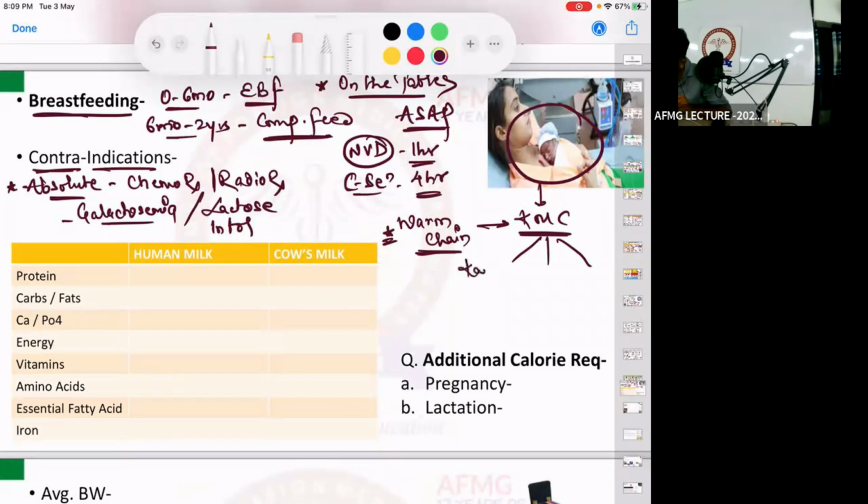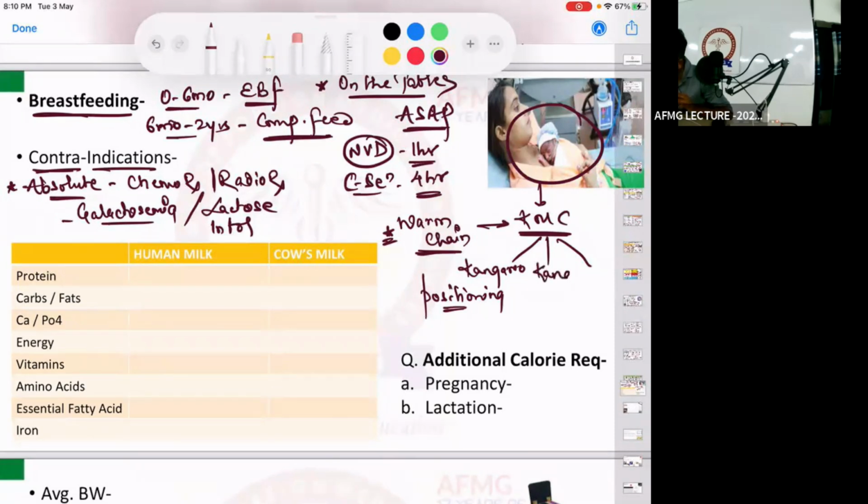First is kangaroo positioning, so body to body contact of the child. It is usually done for premature or low birth weight children who are at a higher risk of hypothermia, and therefore body to body contact is given. It can be given by the mother or by the father. If not father, then even by the nurse. So anybody can give kangaroo positioning.